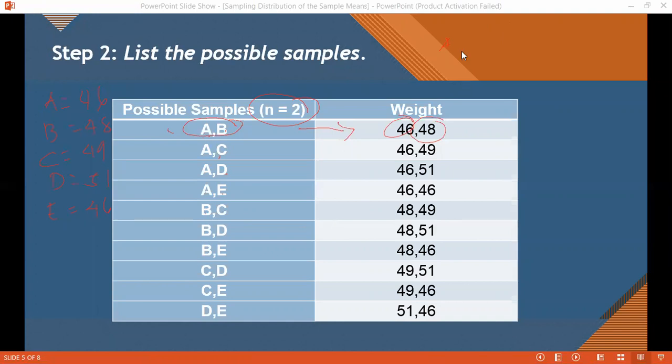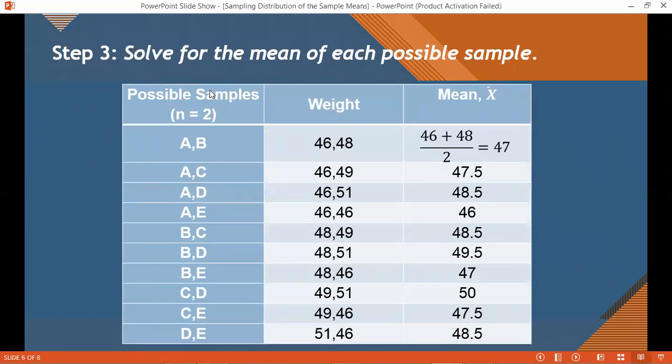Now, clear all drawings. Next step, for the third step, is solve for the mean of each possible sample. Diba kanina, so second step natin is we just list down all the possible samples and their corresponding weight. So, eto siya, si AB, yung weight nila is, oopsie, 46 and 48. Now, make another column for that one, label it mean, then get the mean.